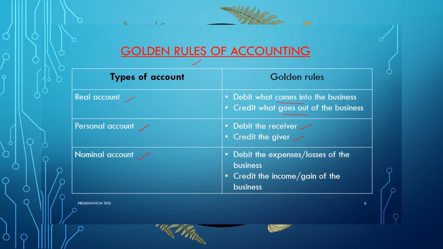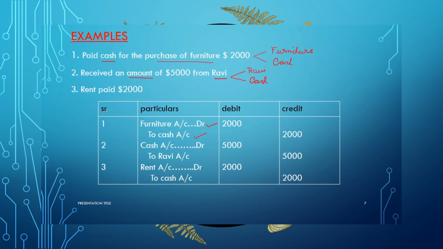Next, we'll go to nominal account. So, nominal account rule is debit the expenses or losses and credit the incomes or gains of the business. So, we'll see an example of this. They're saying rent paid 2000. So, here rent is being paid. Now, rent is what here? Rent is an expense, and expenses are recorded in the nominal account. So, here nominal account is being affected.